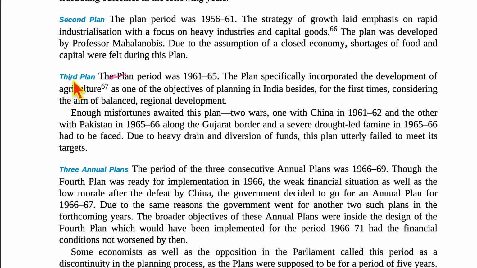Now, the third plan. The plan period was 1961 to 65. The plan specifically incorporated the development of agriculture as one of the objectives of planning in India, besides, for the first time, considering the aim of balanced regional development. Enough misfortunes awaited this plan. Two wars, one with China in 1961-62 and the other with Pakistan in 65-66 along the Gujarat border, and a severe drought-led famine in 1965-66 had to be faced. Due to heavy drains and diversion of funds, this plan utterly failed to meet its target.